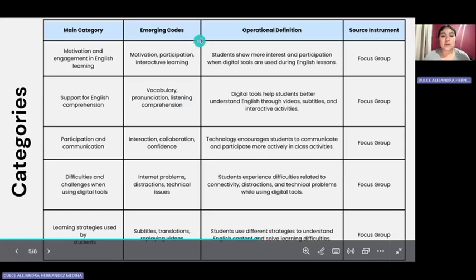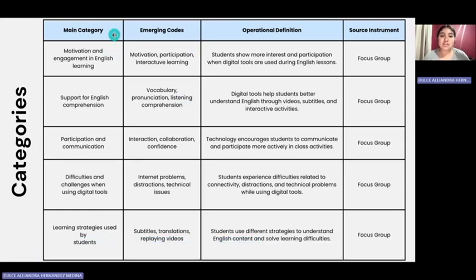Here we have some emerging codes. In the motivation and engagement, the most common were motivation, participation, interactive learning. The definition was that the students show more interest and participation when the digital tools are used during English lessons.